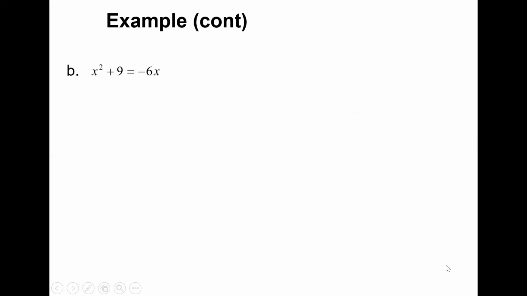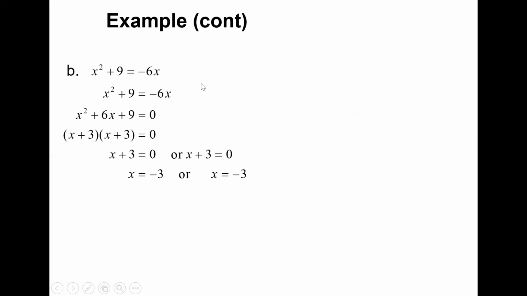What about B? Well, for B, we're going to have to take that 6x over to the other side, and then we have to see if we can factor it. Well, this one nicely factors into x plus 3, x plus 3. And when we set each of those factors equal to 0, we get x equals negative 3 or x equals negative 3. And so therefore, there's just that one solution at x equals negative 3.